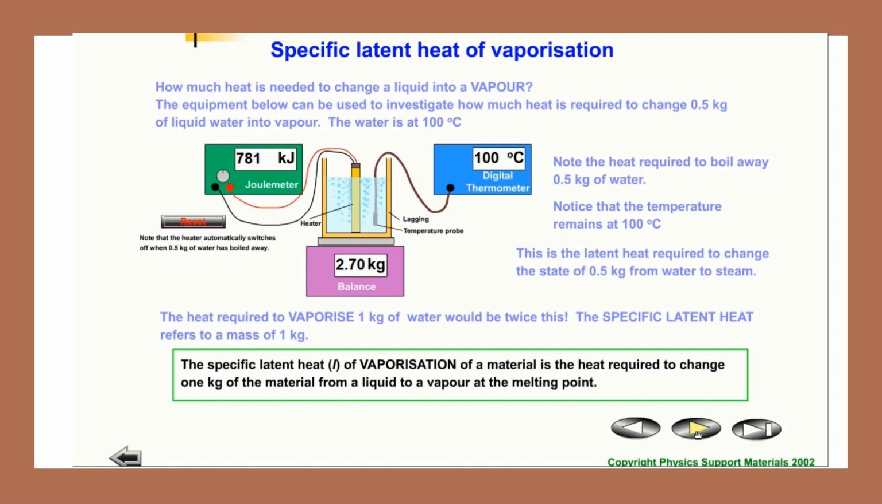So the specific latent heat of vaporization of a material is the heat energy required to change 1 kilogram of the material from a liquid to a gas without a change in temperature, or at the boiling point. So there's a mistake there. So it would be the specific latent heat of vaporization of a material is the heat energy required to change 1 kilogram of the material from a liquid to a gas at the boiling point, or better still say, without a change in temperature. You can see that it's still going.